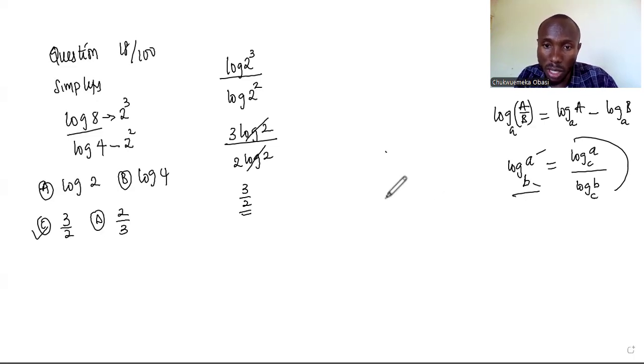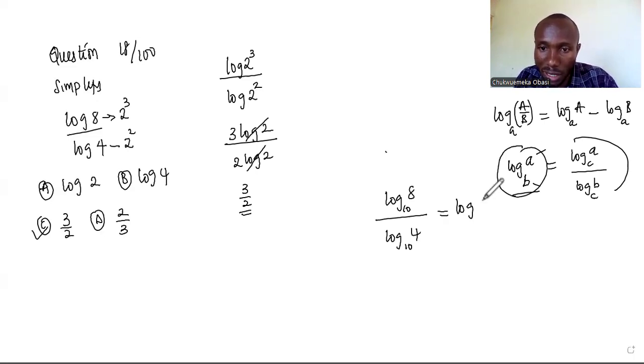So remember we are given log 8, which is base 10 here, all over log 4, which is base 10. You can see they both have 10. So I can write this like this. So that becomes now log 8 base 4. Take note, log 8 base 4. So I have just changed the base. Do you understand the concept?